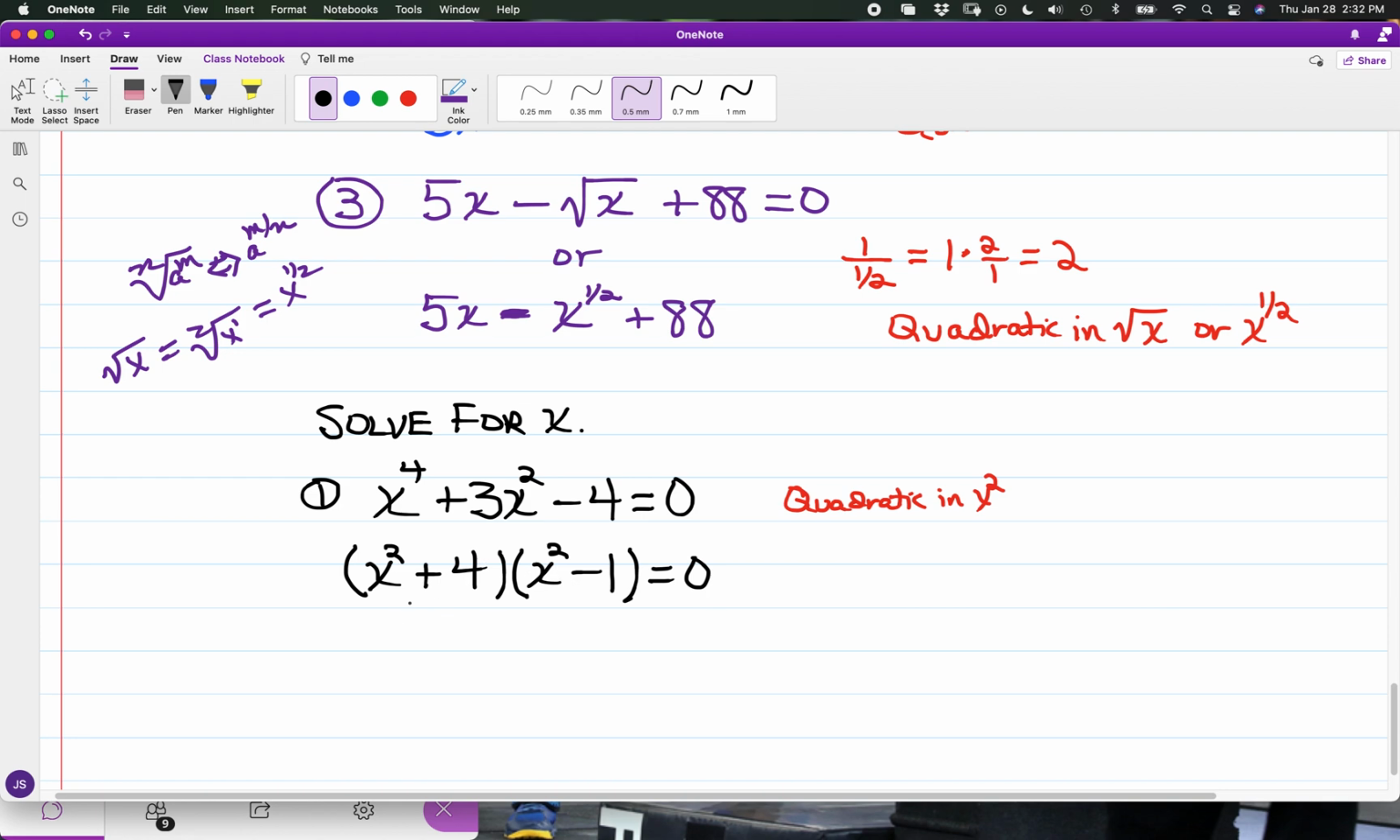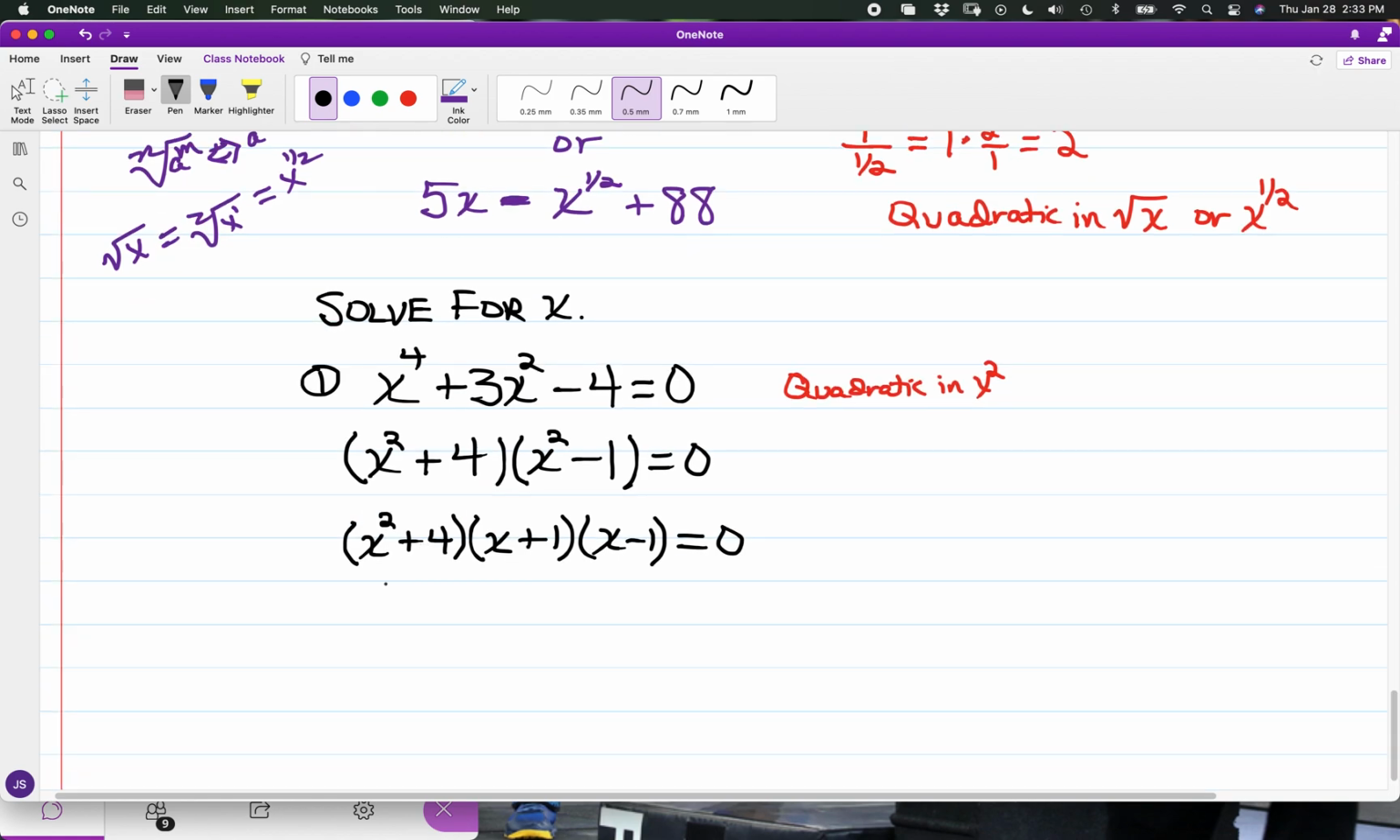Now we can start factoring. For x squared plus 4, a sum of squares cannot be factored. With x squared minus 1, it's your option whether to factor it or not, but it is a difference of perfect squares, so that one can be factored to x plus 1 and x minus 1.